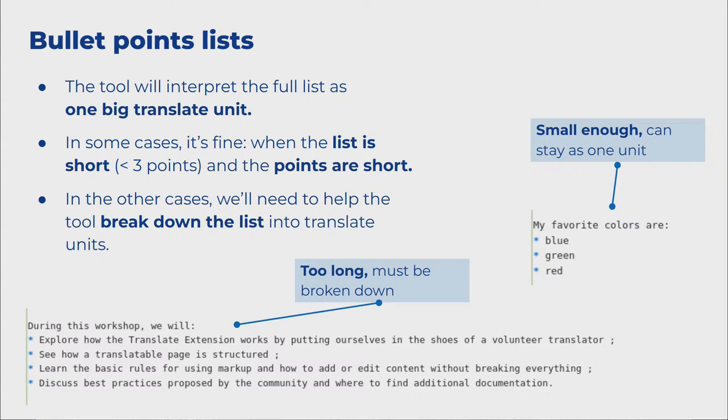Always keep in mind that the translator, in their interface, is going to see this as one thing to translate. But in some other cases, for example if we have a very long list or if each item is a very long sentence, we probably don't want to push all of this to the translator in one go. That's too much, so we're going to need to break it down. But the tool doesn't know how to do it, so we're going to need to indicate to the tool, okay, this is one specific translate unit.